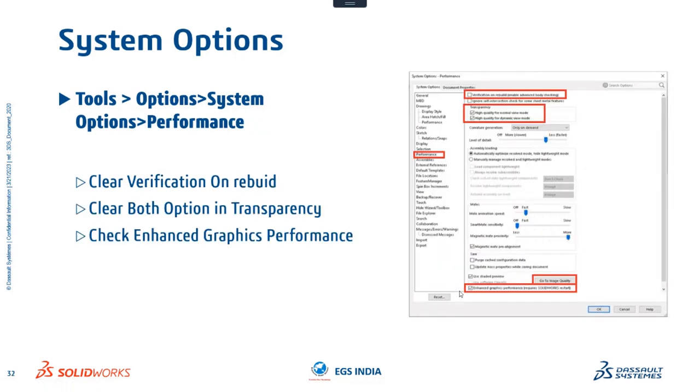And then in the system options, there is Performance. On this performance page, you need to clear the verification on rebuild and the transparency. Both of these options need to be unchecked.